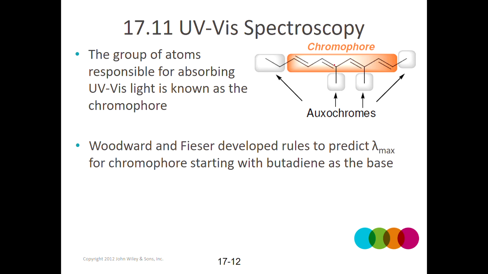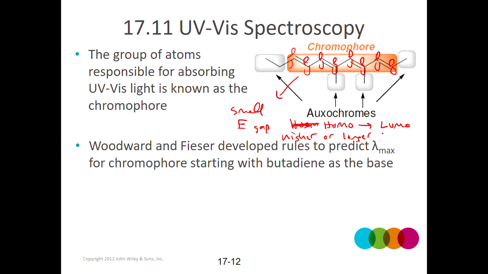If I have an extended pi system that's conjugated and all the p orbitals on all those atoms are all overlapping side by side, the more p orbitals there are, the more energy levels there will be, and the smaller the gap will be between them. And so if it's a small energy gap between the HOMO and the LUMO, exciting one of those electrons from the HOMO up to the LUMO, then that's a longer wavelength.